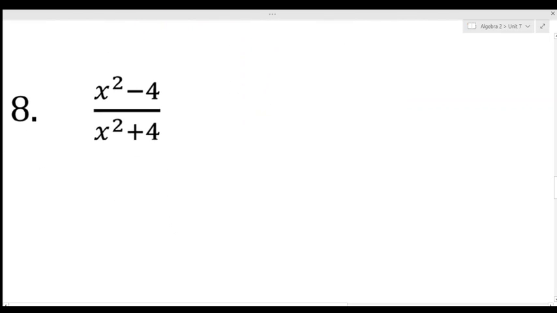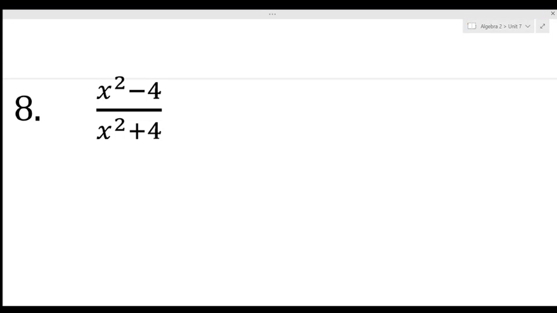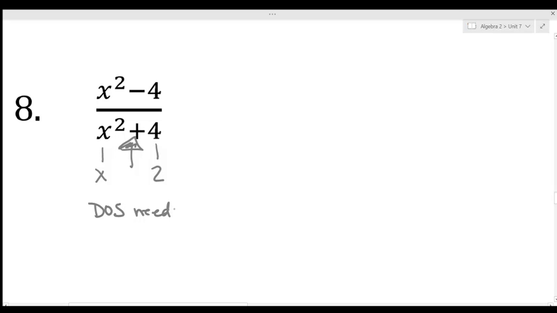Looking at 8, we have x squared minus 4, and then we have x squared plus 4. So you always want to check if you can factor your bottom. All right, so x squared, that's a perfect square of x. And then 4 is a perfect square of 2. But what's the sign we have in the middle? We have a plus sign. A difference of squares needs a minus sign. So we can't factor.